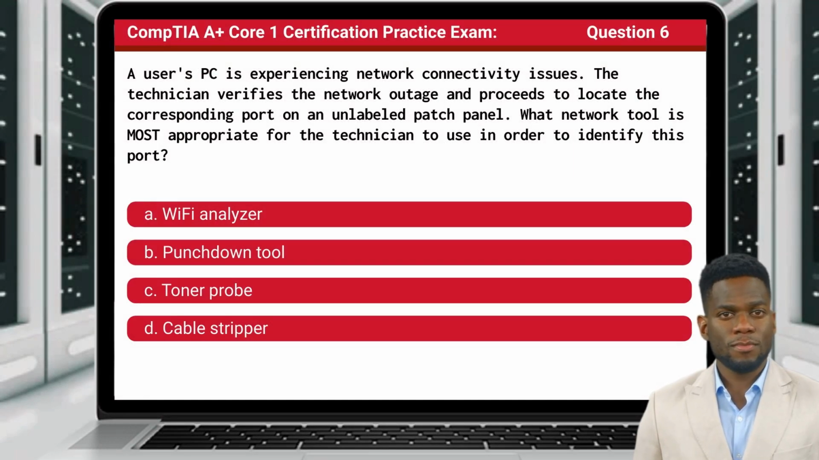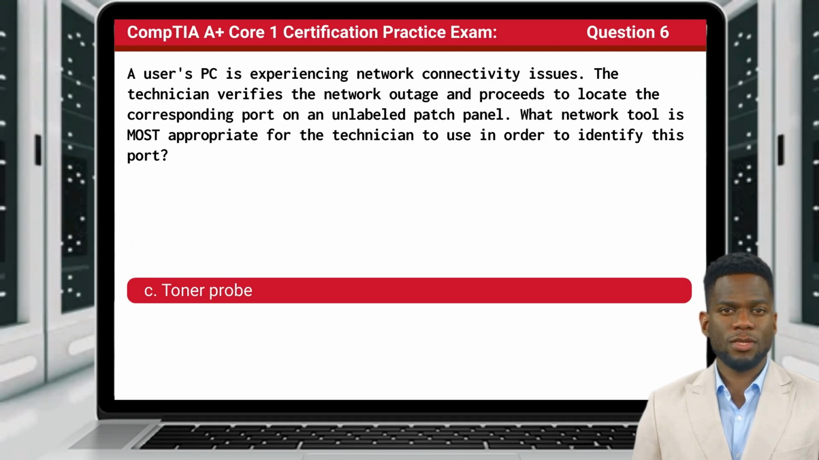Question 6. A user's PC is experiencing network connectivity issues. The technician verifies the network outage and proceeds to locate the corresponding port on an unlabeled patch panel. What network tool is most appropriate for the technician to use in order to identify this port? The answer is C. Toner probe.